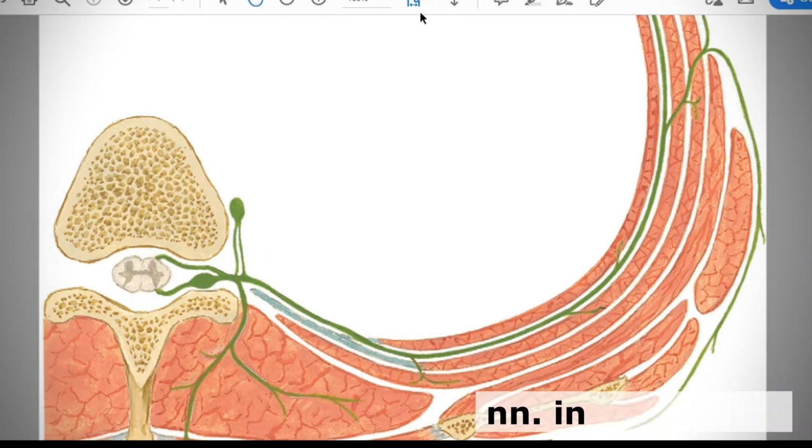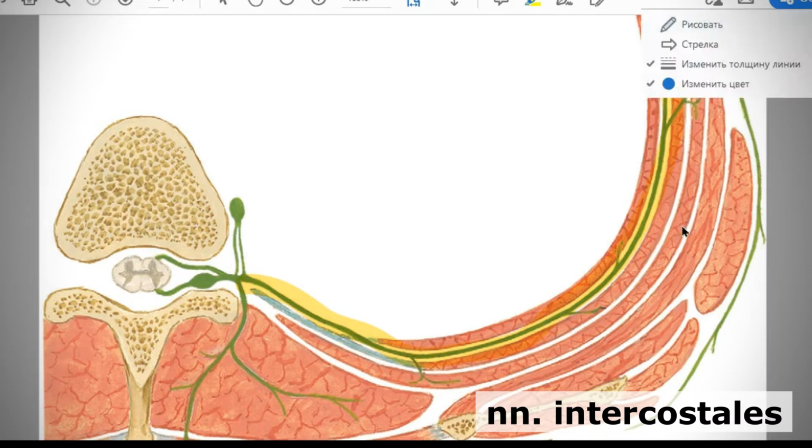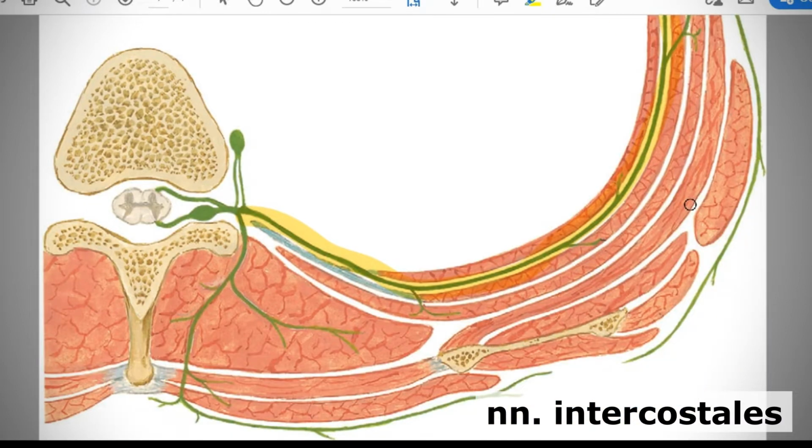So intercostal nerves, again, are situated in the intercostal space, accompany the artery and vein of the same name, and give a lot of branches, motor and sensory. The motor branches go to all the intercostal muscles. They supply musculus intercostalis internus and musculi intercostales externi. The superior 7 intercostal nerves also supply musculus transversus thoracis and musculi levatores costarum.